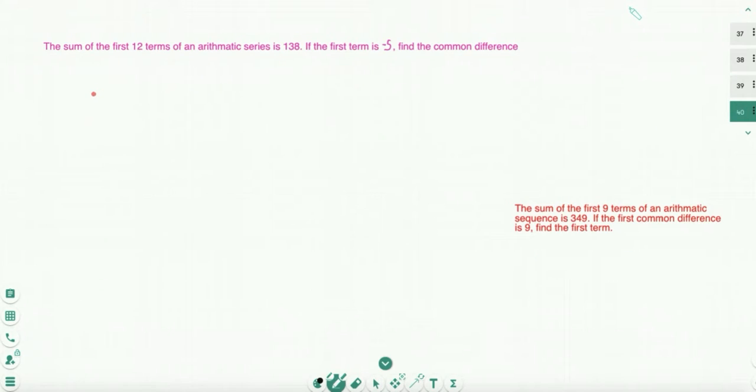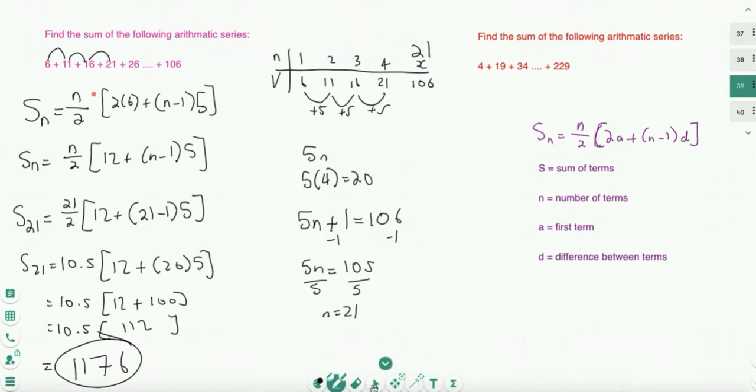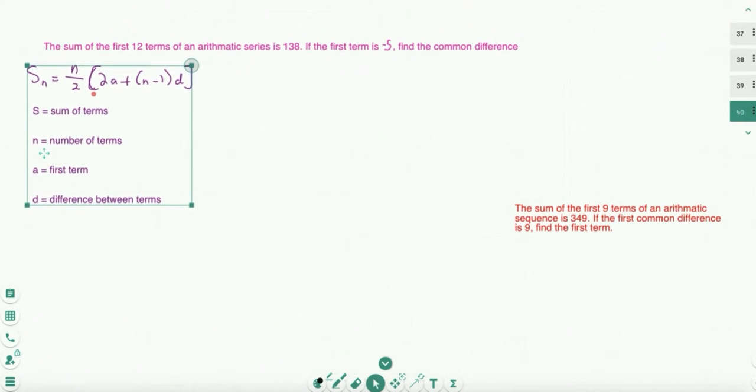Next one. The sum of the first 12 terms of an arithmetic series is 138. If the first term is negative 5, find the common difference. Okay, so I see a question about the sum of an arithmetic sequence. We're definitely going to be using our formula. So let's get our formula out and just plug it in. So let's have a look.